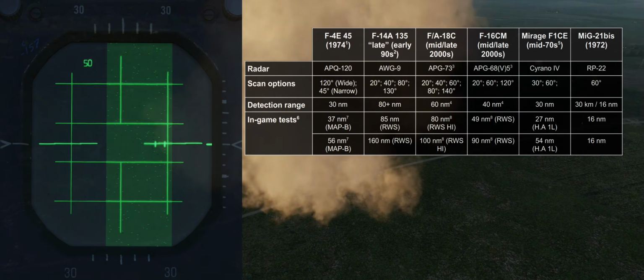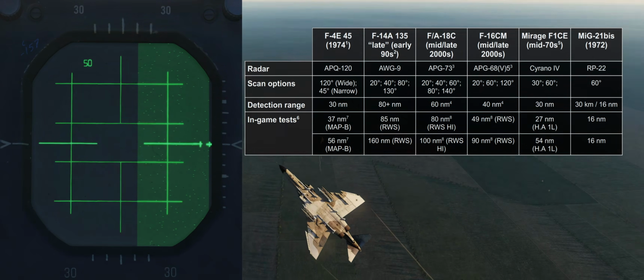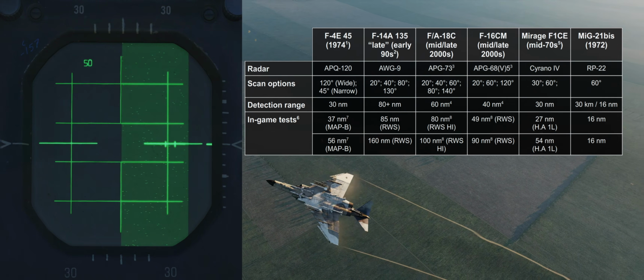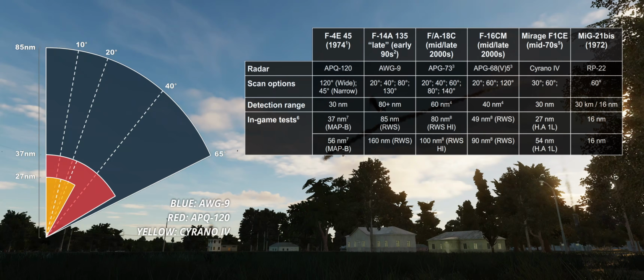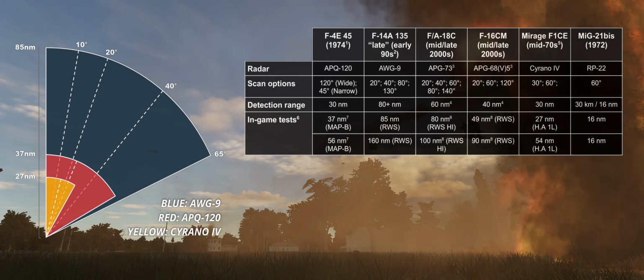When the APQ-120 is operated in the narrow mode, the horizontal orientation of the radar antenna is controlled via the antenna hand control. These sketches visualize the differences between the wide search settings of different aircraft.